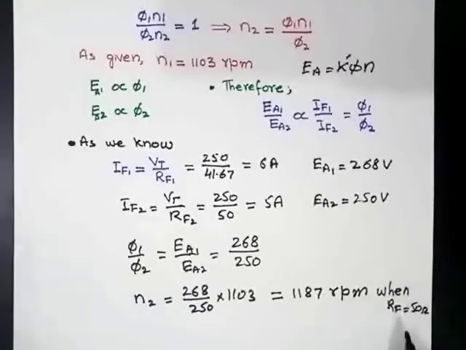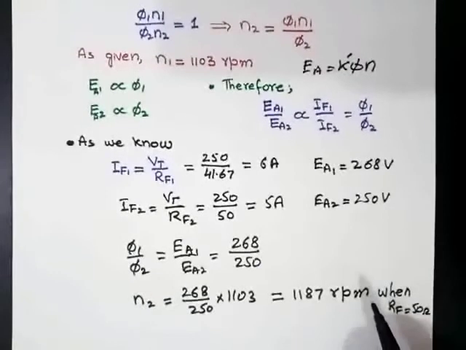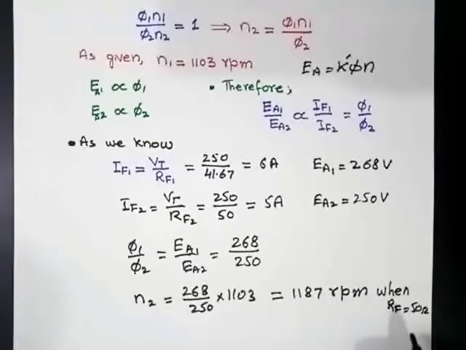That is, when we increase the value of field resistance, then the speed of the DC shunt motor will increase as well. When the value of RF is equal to 41.67 ohm, then the speed of the DC shunt motor is 1103 revolution per minute. When the value of RF is equal to 50 ohm, then the speed of the DC shunt motor is 1187 revolution per minute. Clearly you can see when RF increased from 41.67 ohm to 50 ohm, the speed increases as well.